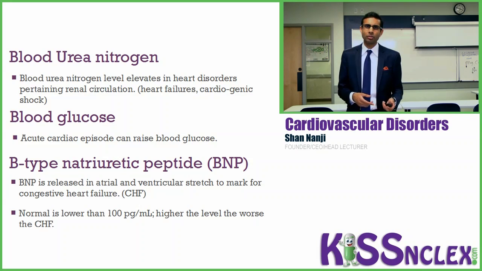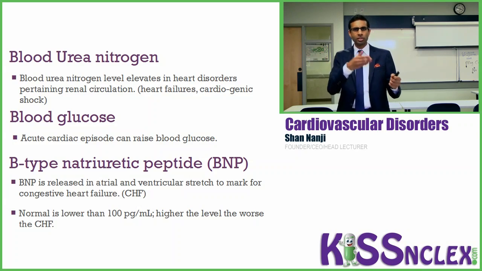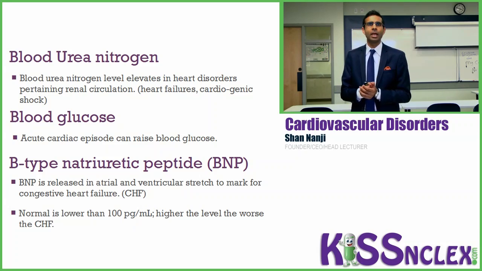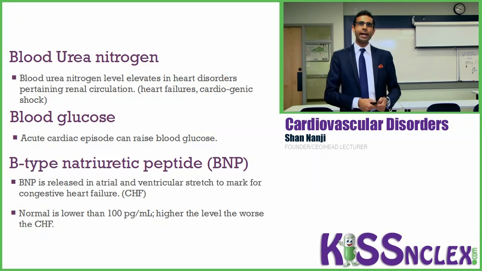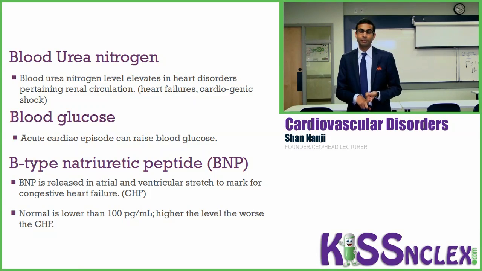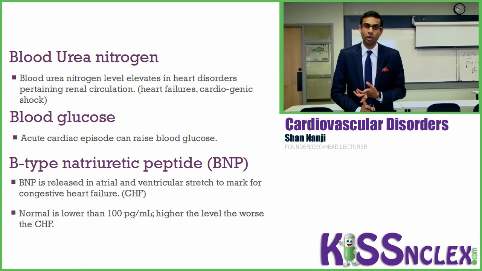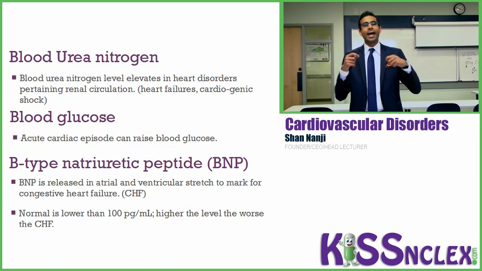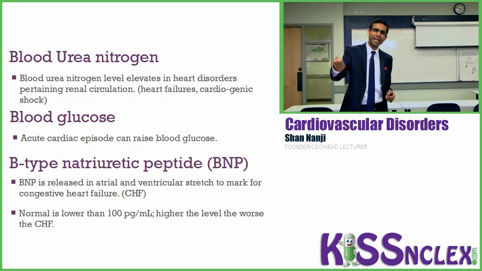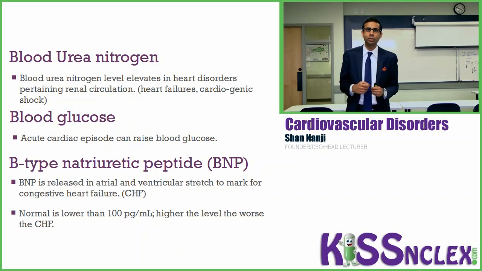Let's talk briefly about your BUN, blood glucose, and BNP, and we'll relate this to how the heart works before we get into some more imaging things such as chest x-rays and EKGs. Blood urea nitrogen levels will be elevated in heart disorders as they relate to causing impediments to renal circulation. So heart failure will cause impediment to renal circulation. Cardiogenic shock will cause impediment to renal circulation. So as a result of that, BUN may go up. Blood glucose: an acute cardiac event may cause a rise in blood glucose.